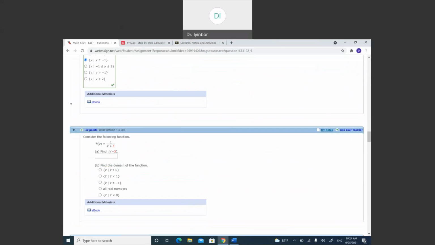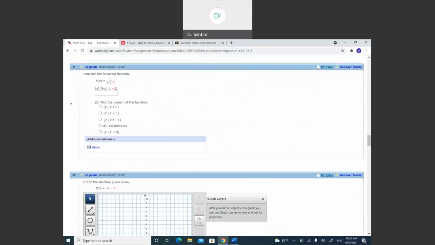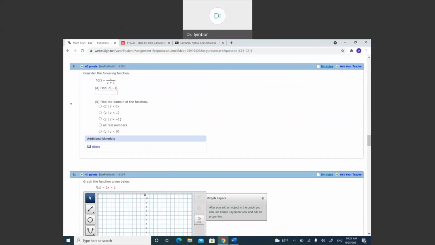And then you have another one, number 11, finding the domain. In this case, you have a restriction for a fraction. So here we're going to look at the fraction, and we're going to take the bottom, which is z plus 1, the denominator. You have to solve it not equal to 0. And to solve it, to get z by itself, you're going to subtract 1.